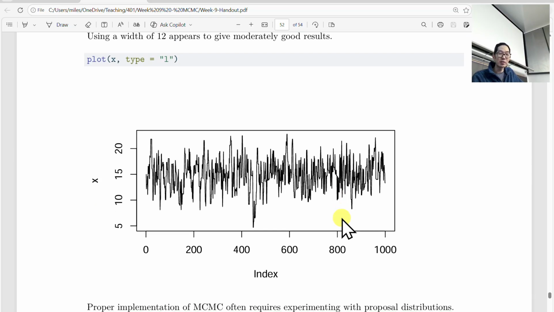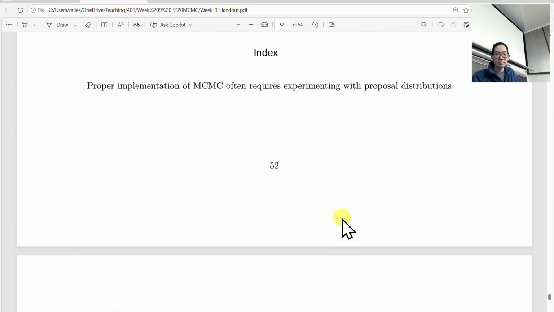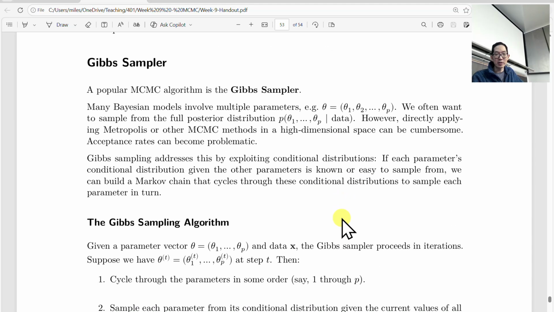Yeah, that's what we like. And then the last one is the Gibbs sampler. The Gibbs sampler technically is a special case of the Metropolis algorithm, but it's probably better not to think of it that way.